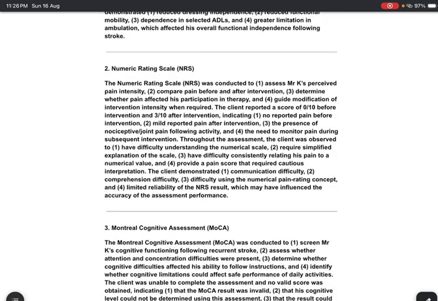The second assessment, the numeric rating scale, was conducted to assess Mr. K's perceived pain intensity and compare his pain before and after intervention. He reported 0 out of 10 before intervention and 3 out of 10 after intervention. However, this result should be interpreted with caution because Mr. K demonstrated difficulty understanding the NRS due to his communication and comprehension difficulties.